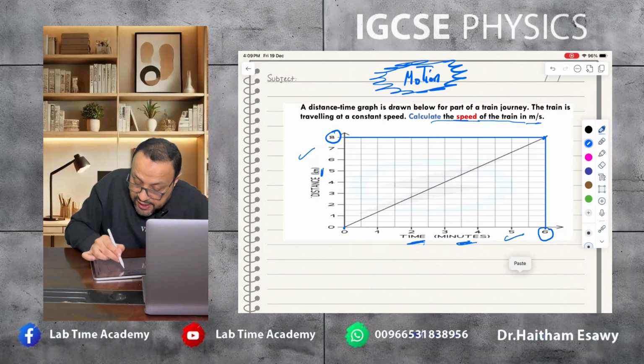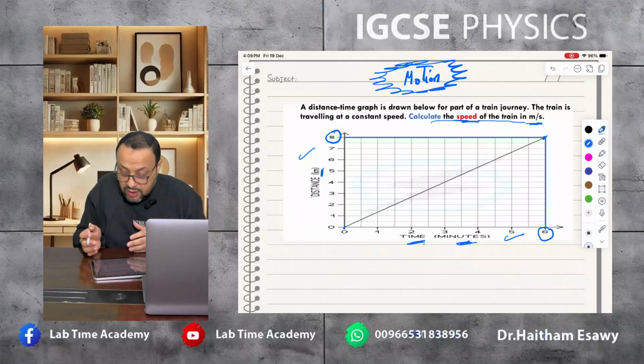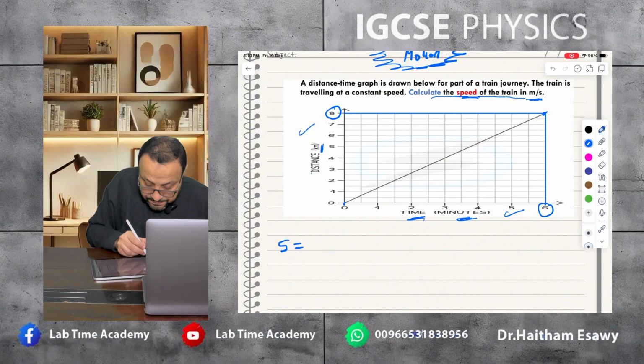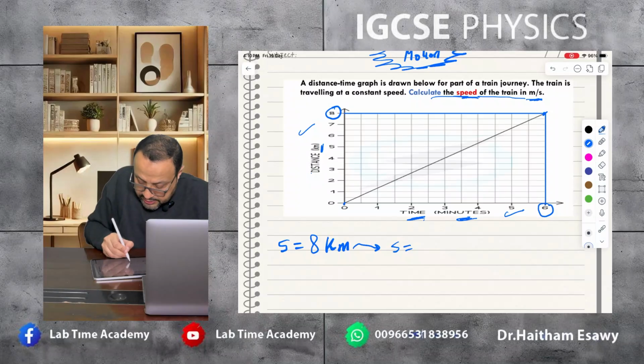But he said you have to get the speed in meter per second. So we have to convert from kilometer to meter and from minute to second. So here we have the distance, which is S. Don't write distance D, just write it S. So here S equals 8 kilometer. I have to change it into meter, just S equals 8 multiplied by 1000 to get 8,000 meter.